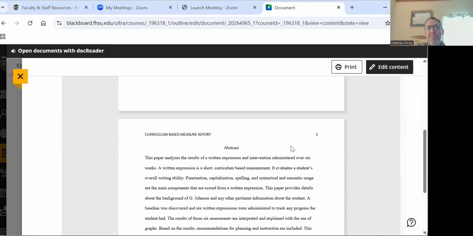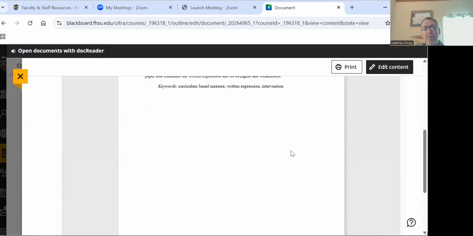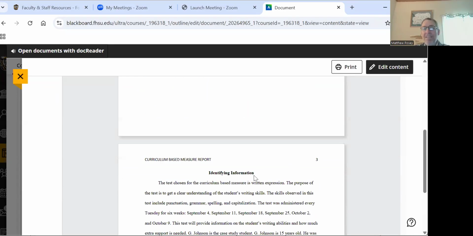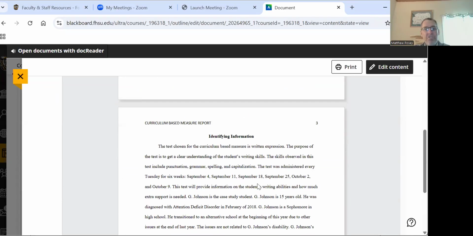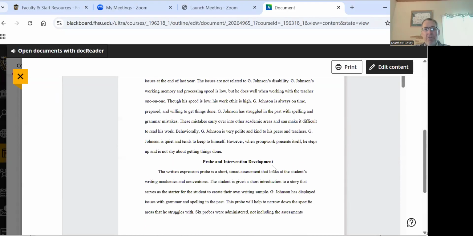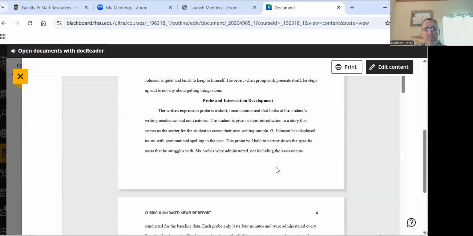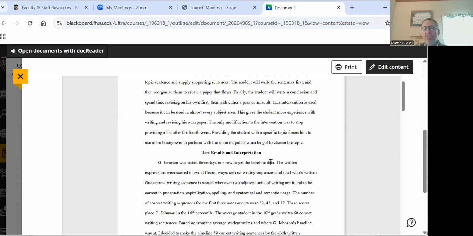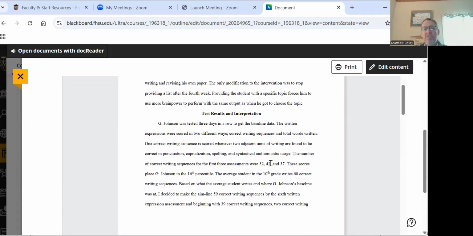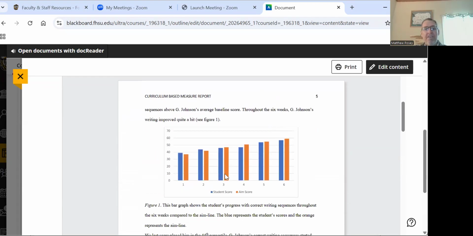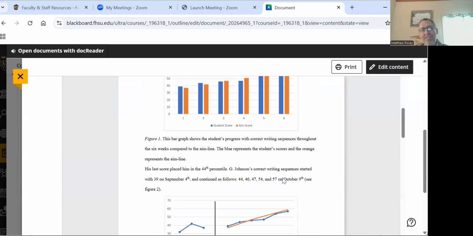Okay, here's the sample CBM report. Again, you're going to see identifying information, just like what you're used to doing. The new section is probe and intervention, test results and interpretation. Here's where I want to show you the chart. Here is basically the raw data. You guys are used to doing that. So you'll have a chart like this.